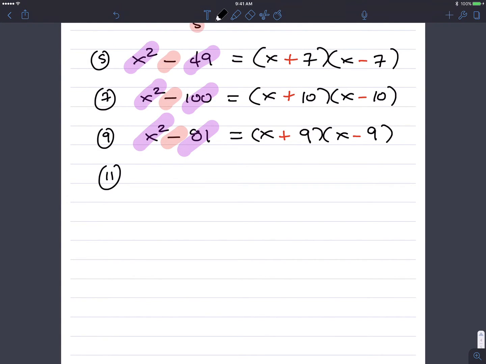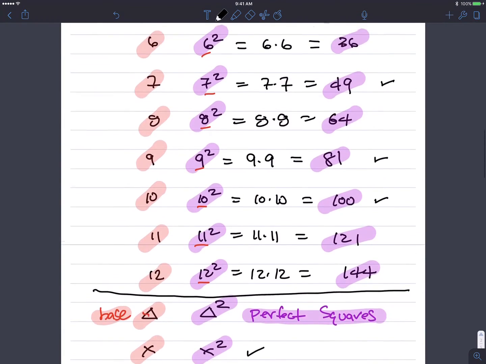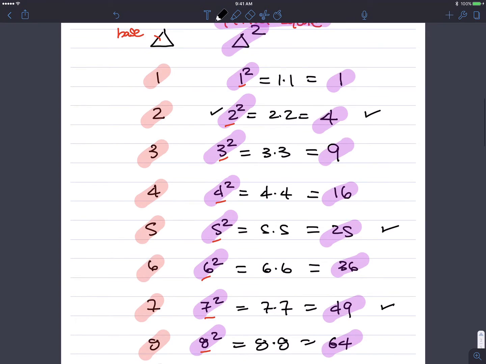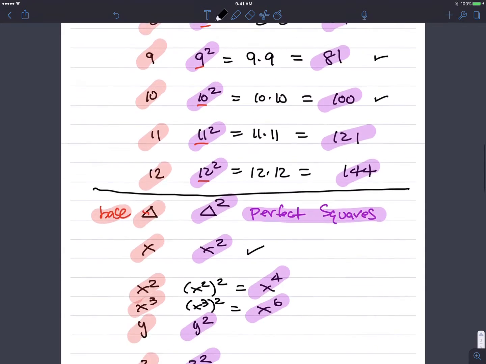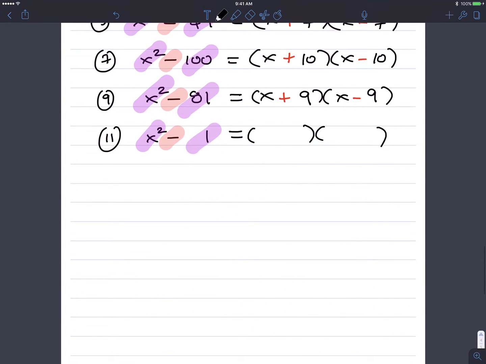Number 11 is x squared minus 1. So let's check. There's a difference. And then you have what? Perfect square? Perfect square. How do I know that the number 1 is a perfect square? Go back to your list. Oh, you know what? 1 is on the list. It's a perfect square. So, the base here is 1. X, 1, and 1. Don't forget to write your signs that are plus and minus.